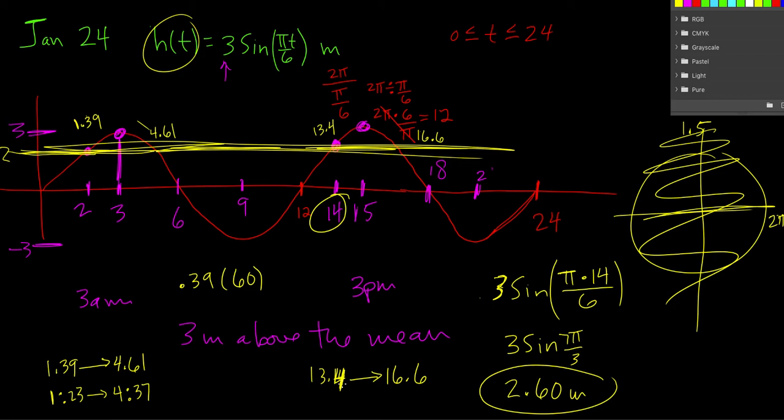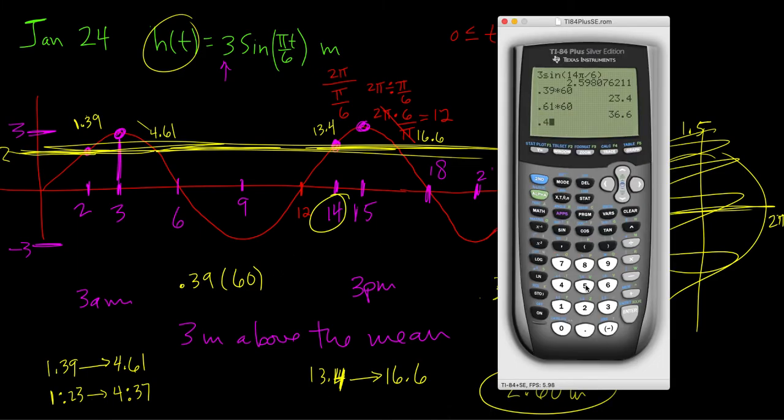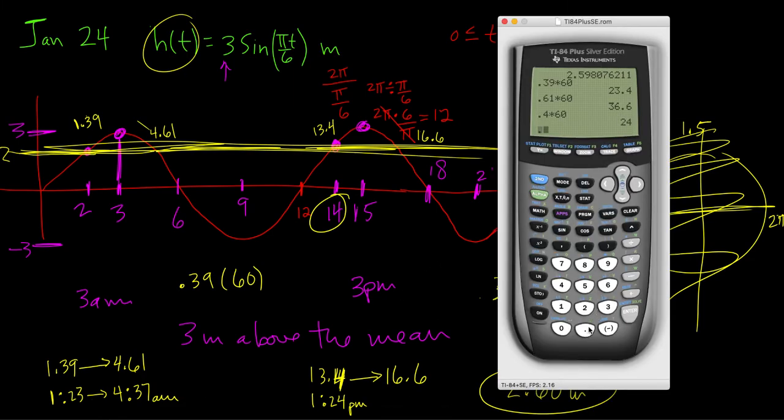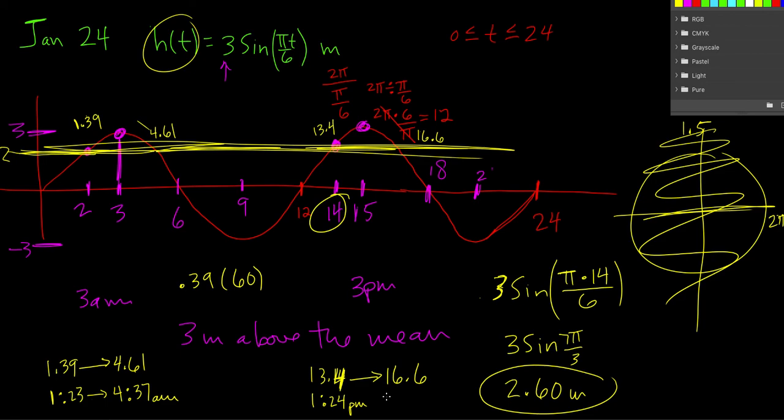And then we have 13.4. So I just need to take the 0.4 and times it by 60. So that's 24. So this is like 1:24. And this is PM. These were both AM. And then 16.6. So it's going to be really close. So 0.6 times 60. We get 36 on that one. So what is 16? That is 4.